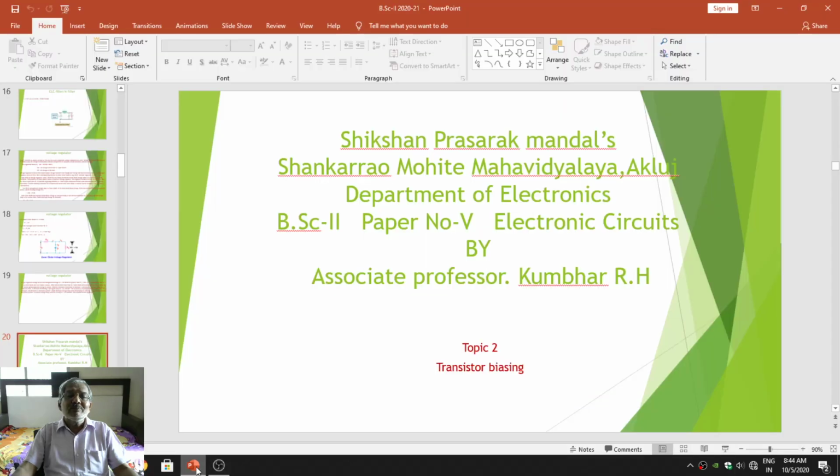Student friends, as we are aware that we have completed the first topic, namely the rectifier, filters and voltage regulator. We also studied the question bank likely to be available with topic number first.